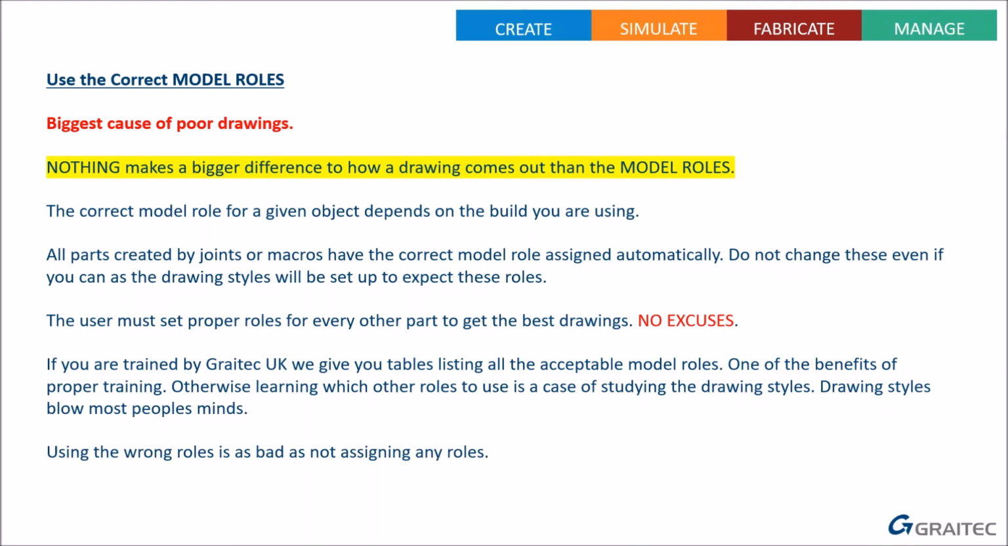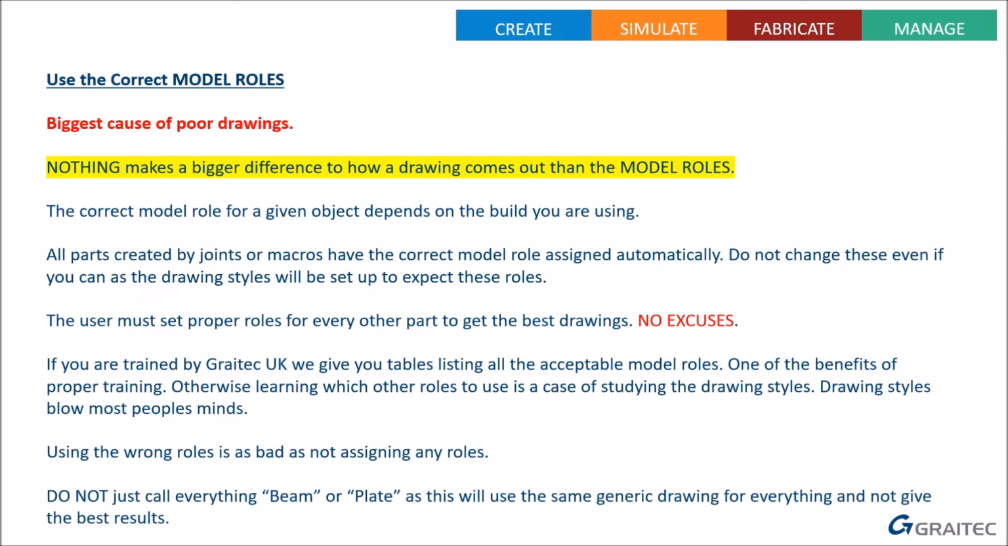If you use the wrong model roles, as I've already said, it's as bad as not using any model role at all. Lots of people try to get away with just calling everything beam or everything plate. If you do that, yeah, you'll get a drawing, but you'll only get the most boring generic drawing for everything under the sun. And a rafter is drawn with different rules to a railing, which is drawn with different rules to stairs, which is different rules to concrete beams or a base plate. It's no good just using the same role for everything, so you'll get the same drawing for everything, not the right rules for the right task.